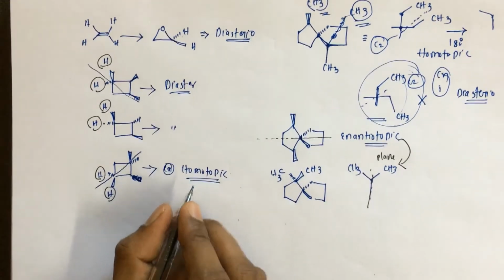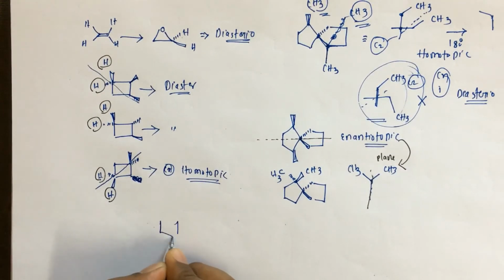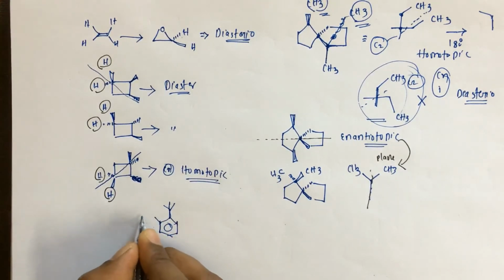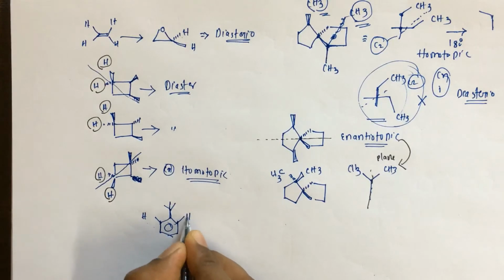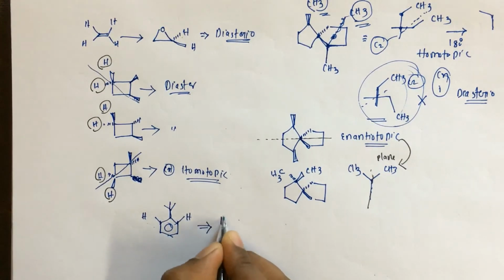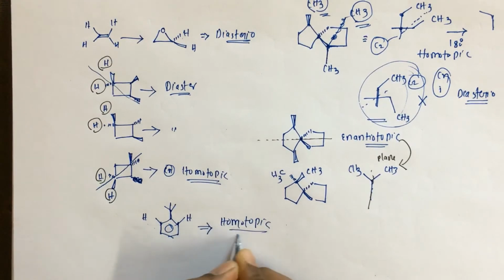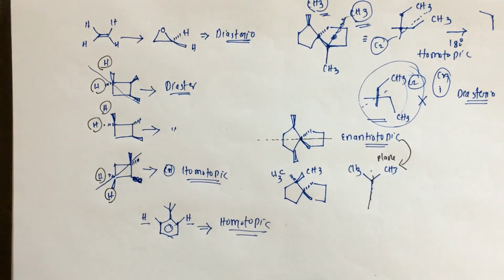Similarly, when we have a benzene, as I have said before, the most probable answer will be homotopic, because of the Cn axis of symmetry. So these hydrogens are homotopic in nature. Till now, whatever examples I have said, I hope you understood.